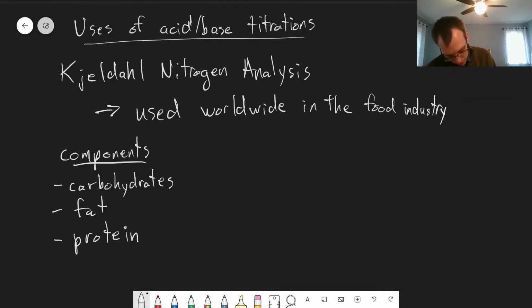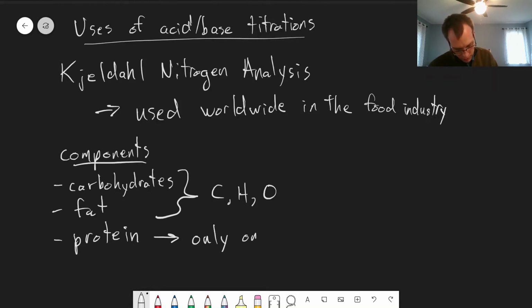Now, if you think about the chemical structures of carbohydrates and fat, these only have carbon, hydrogen, and oxygen as part of them. Protein, on the other hand, because it is made up of amino acids, as we've looked at in this chapter, is the only one that contains nitrogen. So if you can find the amount of nitrogen in a food sample, that gives you a proxy for the amount of protein, because protein is the only thing that has nitrogen in it.